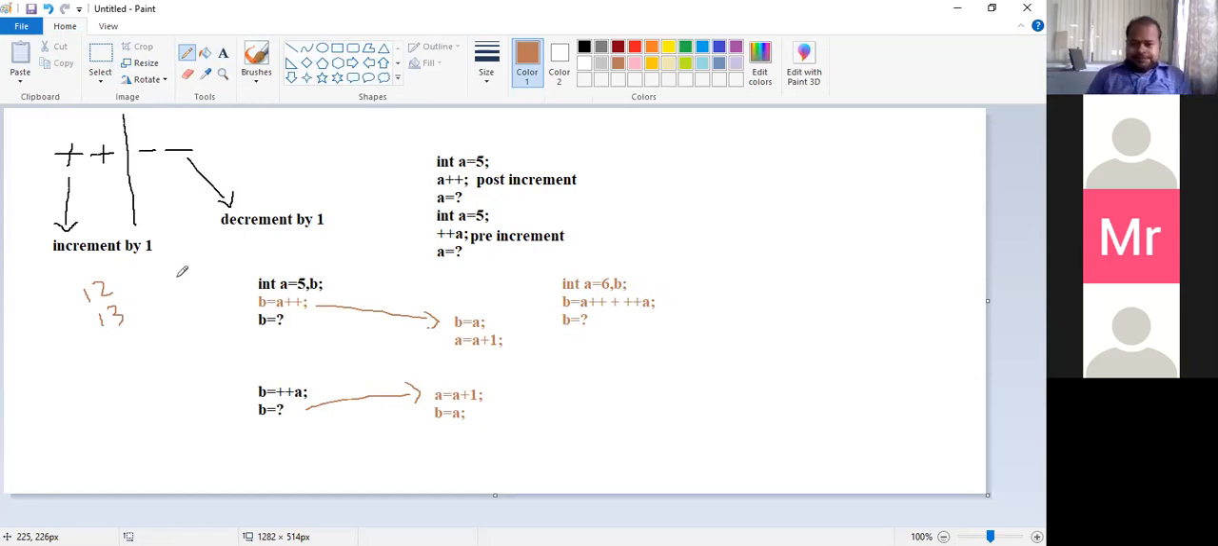14. An answer of 14 has come. Why 14? Can anyone tell me? First it will take 6 and it will increment by 1 to 7. After that, sir, the pre-increment will happen, 7 becomes 8, and 8 plus 6 is 14. Very good. It is not 7 plus 7. It is 6 plus 8. It is 14. Very good.